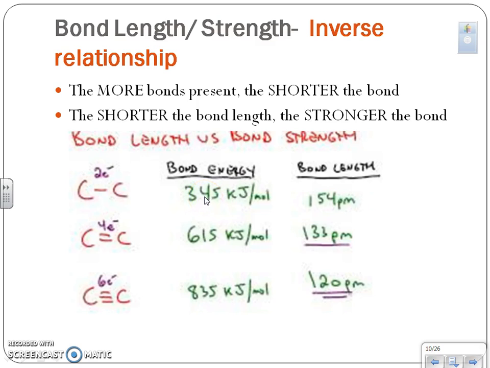So that's called an inverse relationship. As one goes up, the other goes down. The more bonds you add, the shorter it gets. You can see a single bond versus a double versus a triple. It gets shorter. And as it gets shorter, it gets stronger.